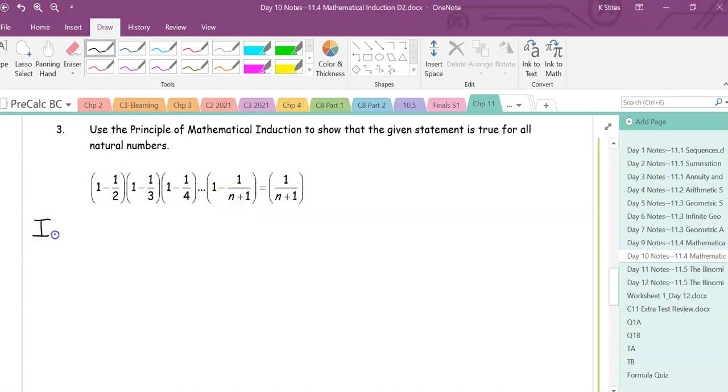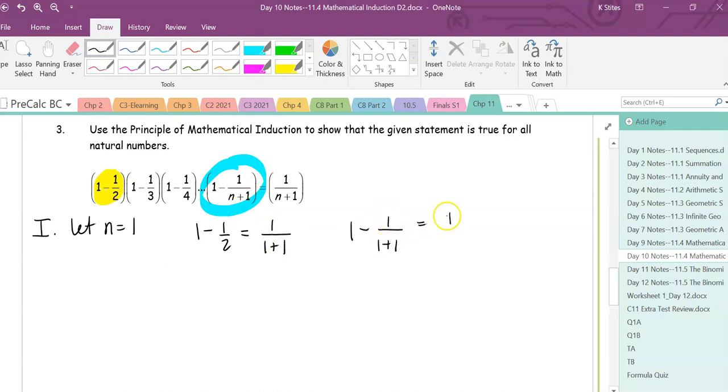So let's start the way we always do, let n equal 1. You can either just take this, which is 1 minus 1/2, and plug in a 1 over here, or you can plug in a 1 to this one and plug in a 1 over there. Either way, 1 minus 1/2 is 1/2 equals 1/2, check. So either way you want to look at it, you get that n equals 1 does work.